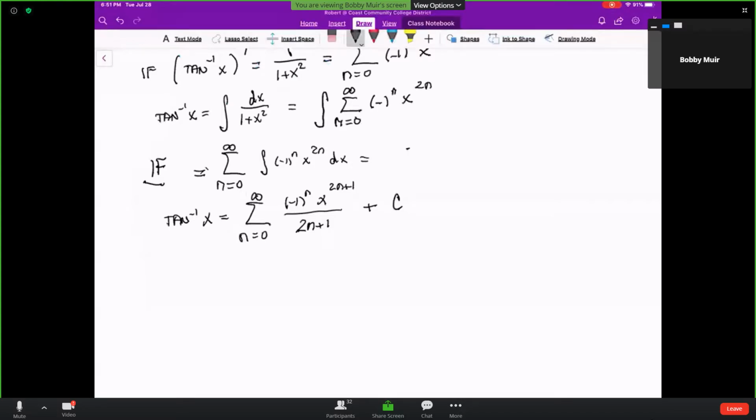Now here we have to get the constant. So when x equals 0, if x is equal to 0, the tan inverse of 0 is 0. And when I plug 0 in for x here, I'm going to get 0 plus c. So that means that the c is equal to 0. Every now and then you get one of these where it doesn't exactly work like that.